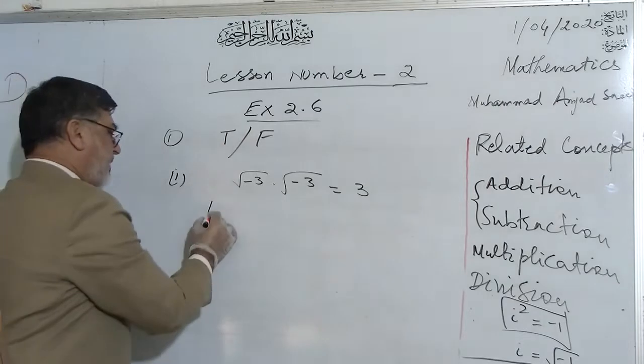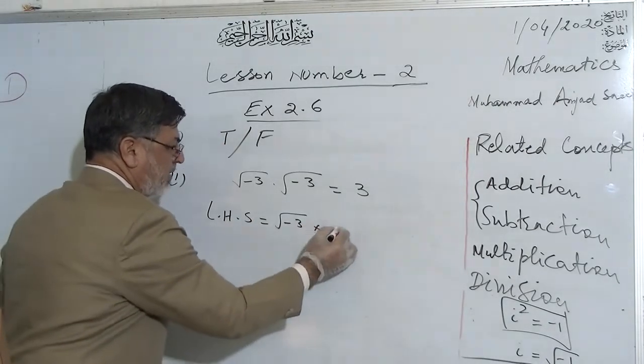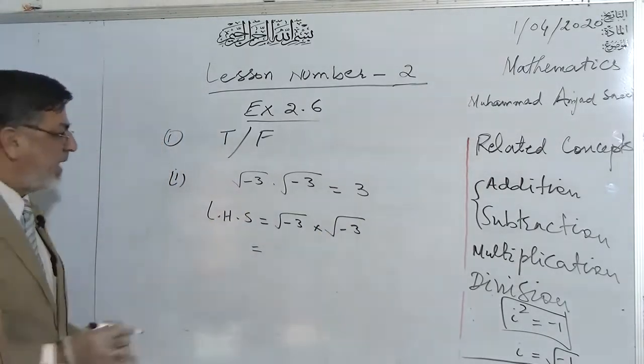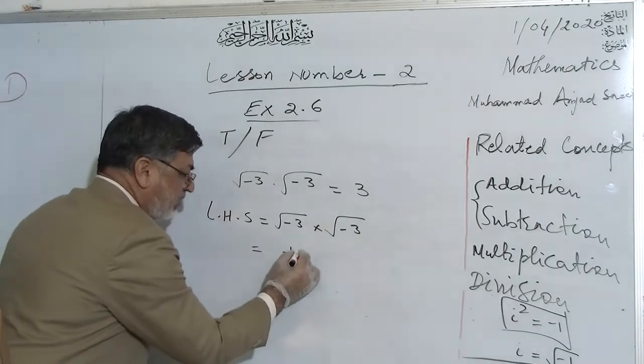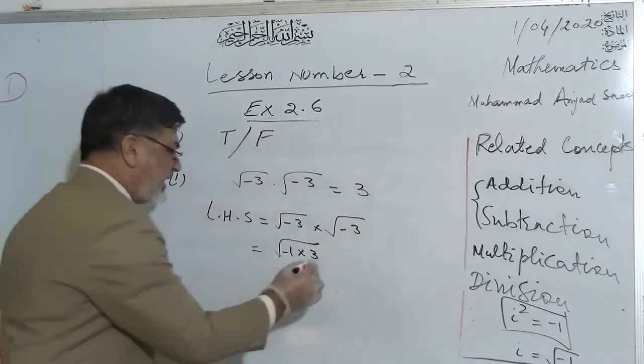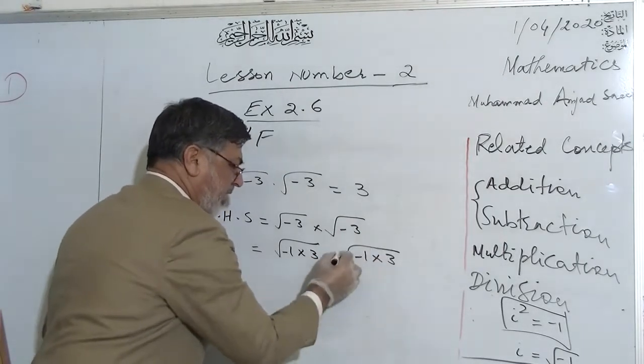So we will take the left hand side, square root of -3 into square root of -3. Remember that square root of -3 can be written as square root of -1 into square root of 3. Similarly, the other square root of -3 can be written as square root of -1 into square root of 3.